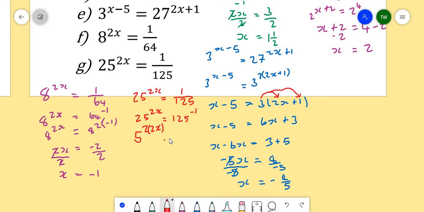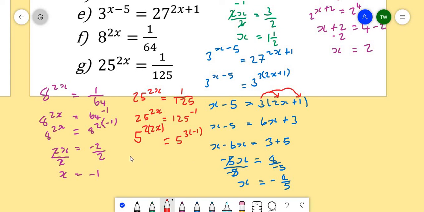Now our next question, how can we rewrite 125 to the negative 1 using a base of 5 in index form? Now 125 is the same thing as 5 raised to the third power, and in bracket we have negative 1. Now remember that the bracket here implies multiplication. So note the bases are the same. 5 is the base of the first term here on the left, and 5 is the base of the second term here on the right. So the bases are the same. The rule is equate the powers and solve for the unknown.